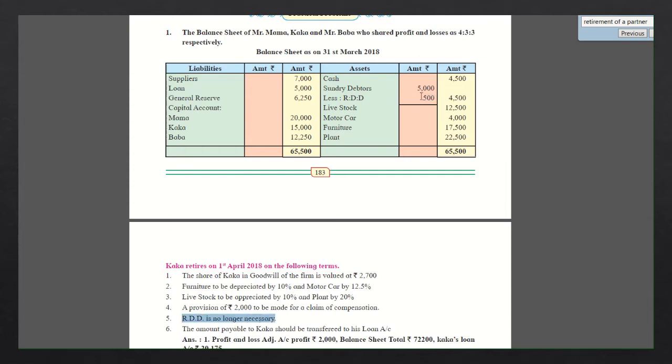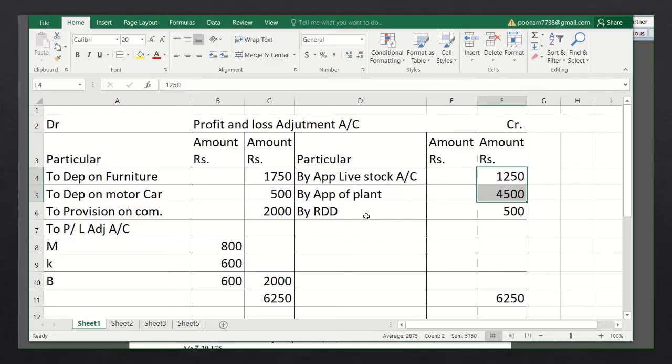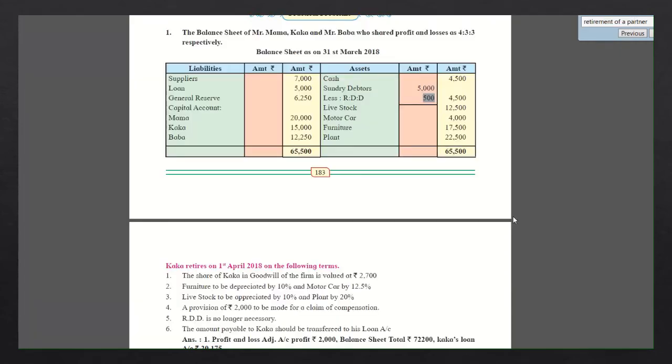So this deduction will not be done this year, meaning this 500 is a benefit this year to the firm. So we can say it is the increase in debtor. By this amount the debtor will be shown increased. So this RDD will be recorded on the opposite side. Previously we were recording RDD on the debit side of P&L, but it is no longer necessary, meaning it will not be deducted. So I have written RDD 500.